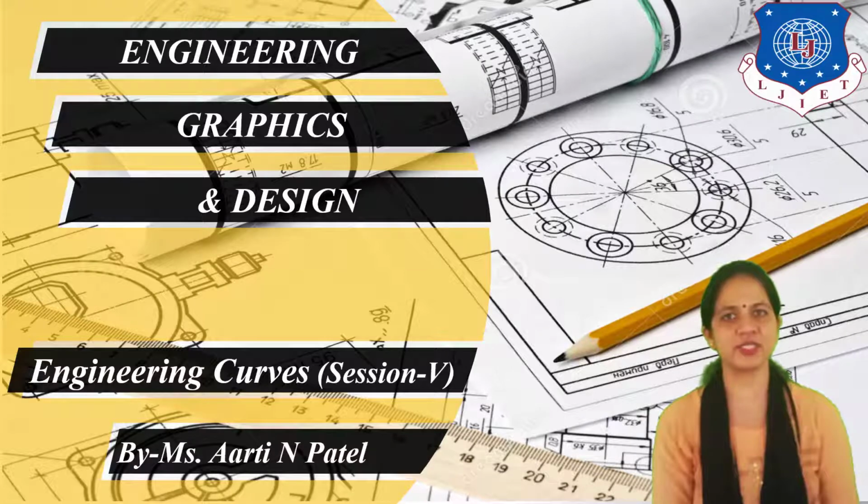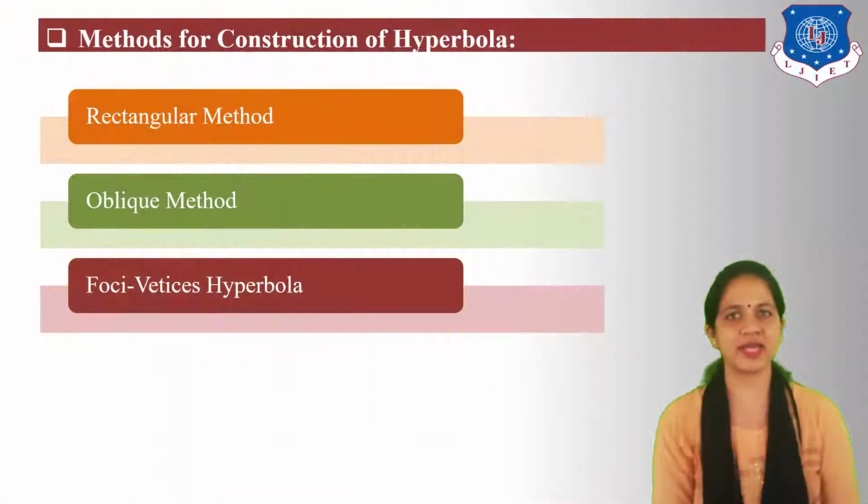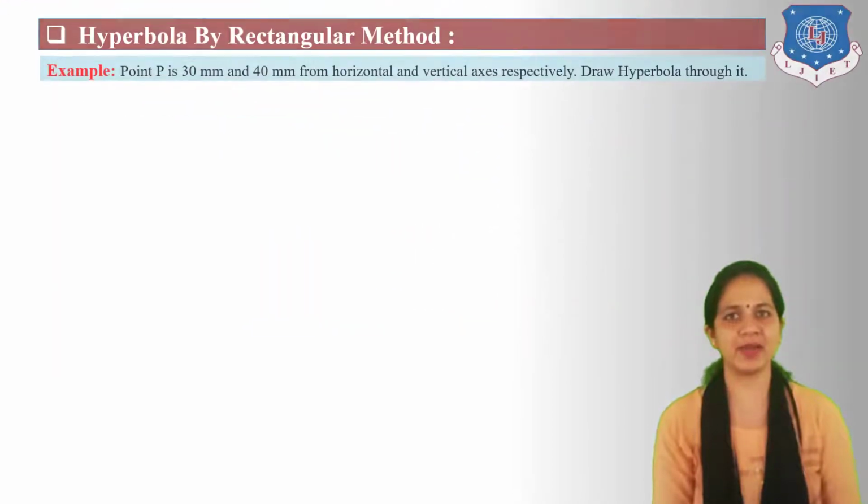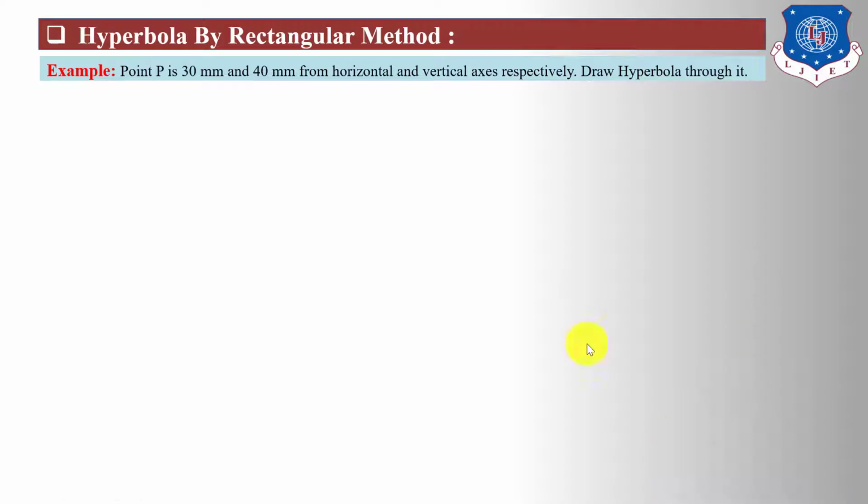This is the 5th session of the Engineering Curves chapter. In this session, we are going to learn methods for construction of hyperbola, which are the rectangular method, the oblique method and the foci vertices hyperbola. Let us start with hyperbola by the rectangular method.